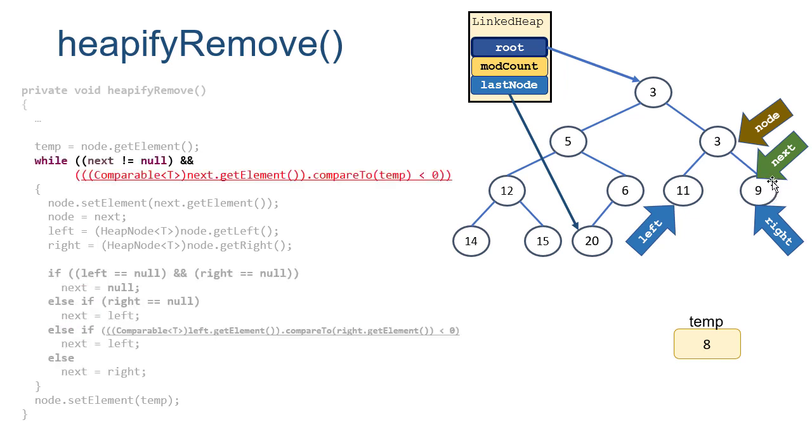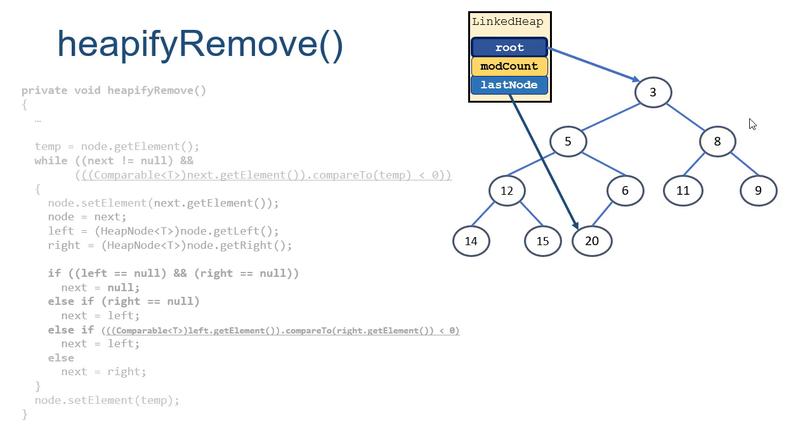Now here, notice that the element at next is greater than the element in temp. And so that means we're done looking for smaller elements because this was the smaller element stored in these 2 nodes. And this element is smaller than the temp value, meaning that the temp value is smaller than both of these, meaning we're going to put that into the element that node is pointing to. And that completes our heapify. And now we have a nice heap that has the correct ordering.